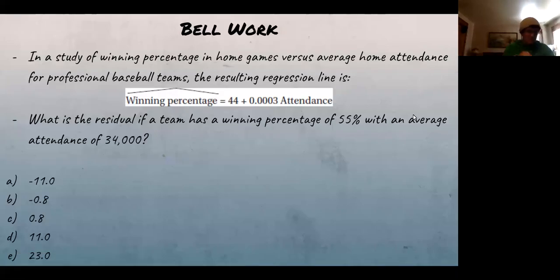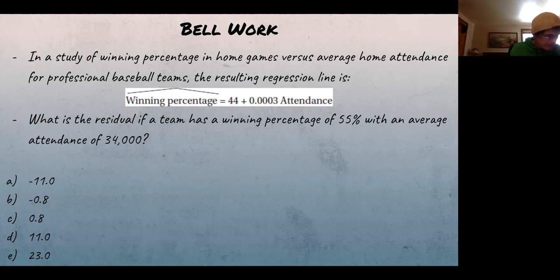All right. So what we've got, this is going back to unit 3 with scatter plots and least squares regression lines. We've got this regression equation given to us. It says the predicted winning percentage of a team is going to be 44 plus 0.0003 times the attendance. And the attendance is given in this case, we have an attendance of 34,000.